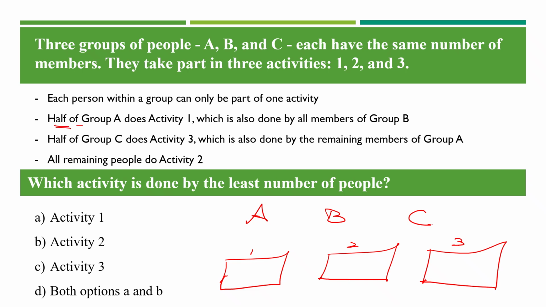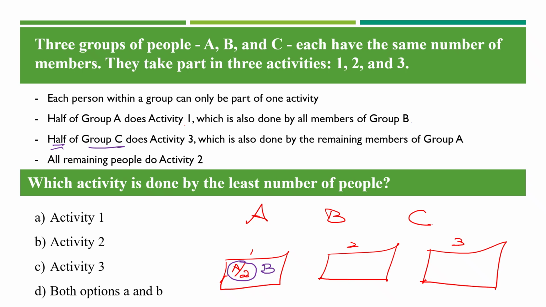Half of group A does activity 1. I mention it as A by 2 here, which is also done by all members of group B. So complete B is here, done. Then let's check what is the next condition.